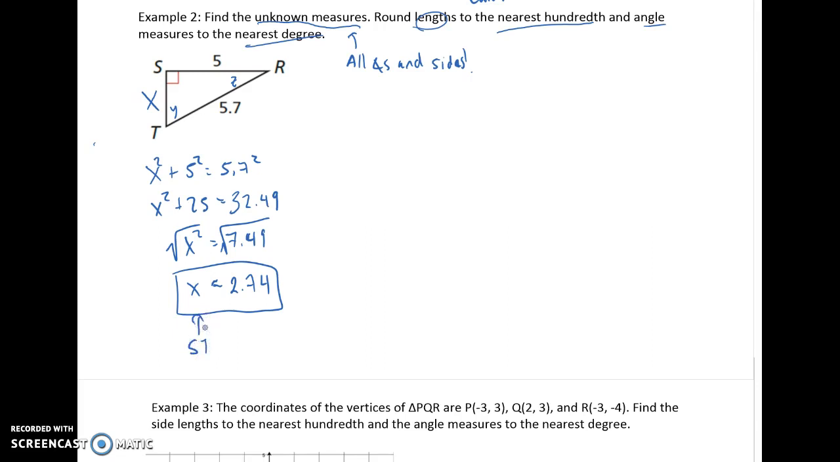Then to find the angles, well, this is harder. I can't just assume it's 45, 45, 90. And clearly it's not isosceles because the x is 2.74. So here's where I have to throw in my trig. So it's up to you on what you want to find first.